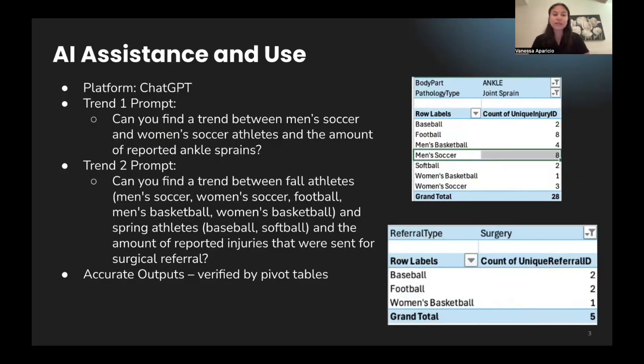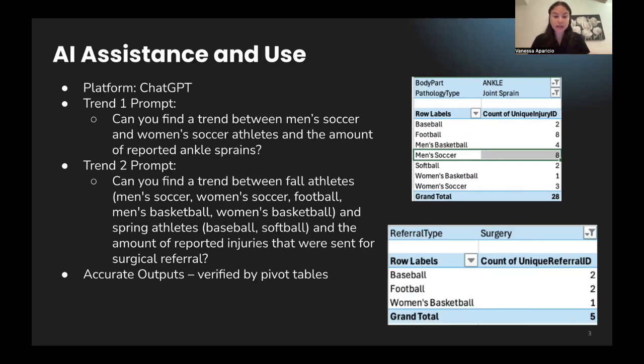So for AI use, I decided to use ChatGPT. The prompt for trend one was, can you find a trend between men's soccer and women's soccer athletes and the amount of reported ankle sprains? And for trend two, I said, can you find a trend between fall athletes as women's soccer, men's soccer, football, and men's and women's basketball, and spring athletes as baseball and softball, and the amount of reported injuries that were sent for a surgical referral?